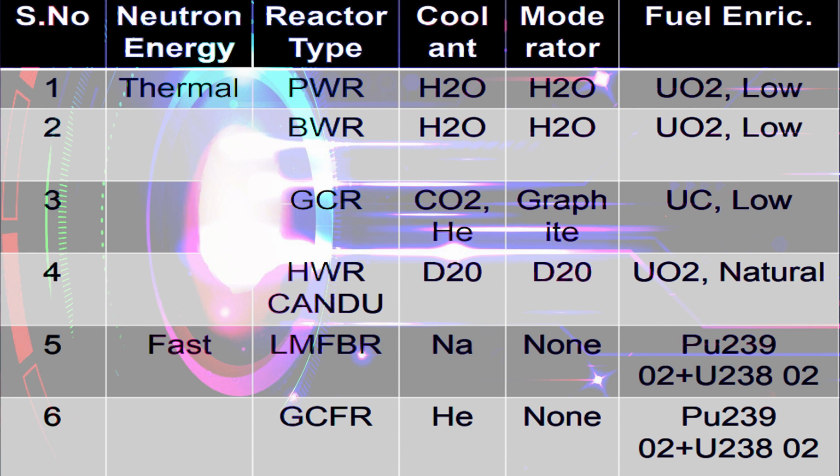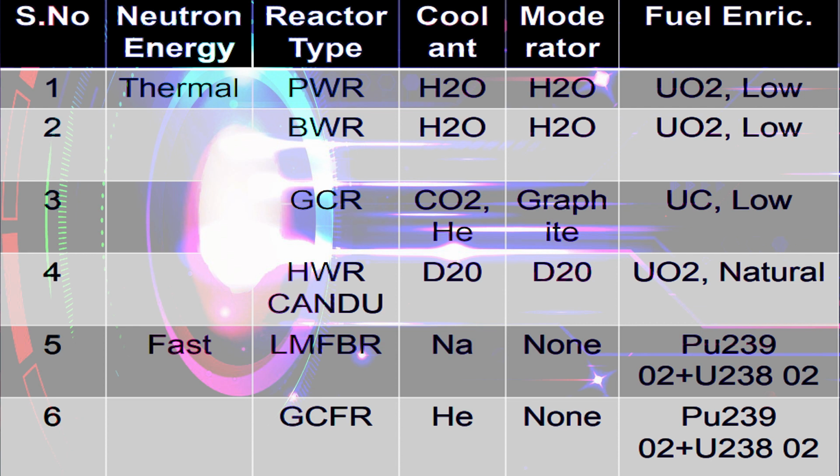The second type has thermal neutron energy, and the reactor type is the boiling water reactor. Coolant is also H2O, moderator is H2O, and fuel enrichment is low uranium oxide. The third type has thermal neutron energy, and the reactor type is the gas cooled reactor. Coolants are carbon dioxide and helium. Moderator is graphite, and fuel enrichment is low uranium carbide.